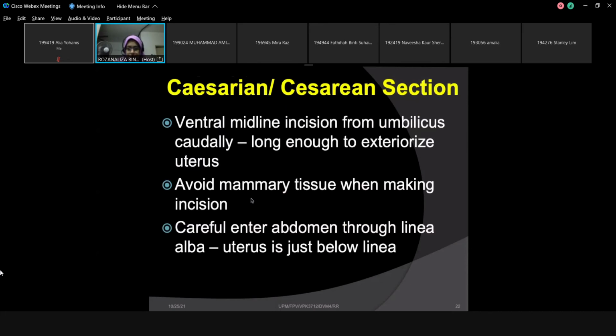Okay, so for cesarean section, the approach is almost the same as your OHE. Again, it's the same ventral midline incision. You can start from the umbilicus to the pubis, or even from the xiphoid to the pubis, depending on the size of the uterus. But you want to avoid your mammary tissue. That's why you must stay at the midline, the linea alba. Enter the abdomen carefully, especially when you're making a nick at the linea alba. You don't want to cut through and injure the fetuses inside the uterus.